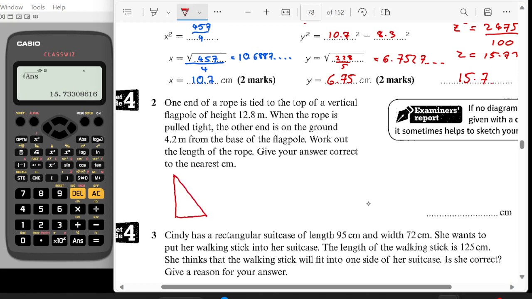So we've got a flagpole. The height of the flagpole is 12.8 meters. And when pulled tight, this is the value that we're trying to find out. It is 4.2 meters from the base. So we're trying to work out the hypotenuse. So x squared is going to be equal to 12.8 squared plus 4.2 squared.